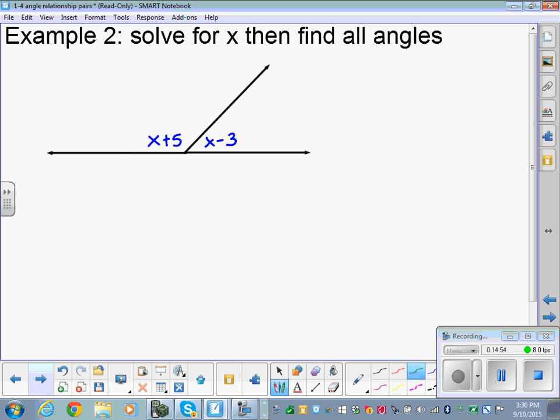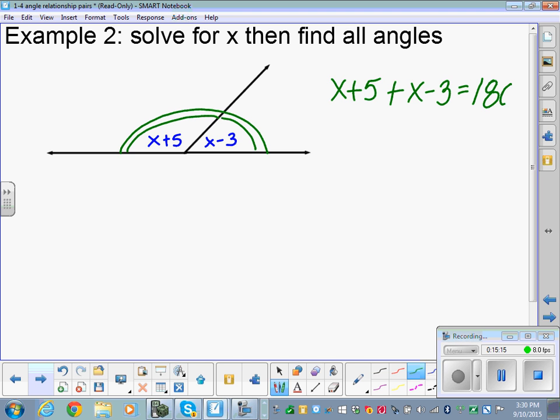So looking at this, guys, what angle relationship am I given? Well, first of all, I see that I have a straight line, so we know that the sum of this angle plus this angle would equal 180 degrees. So just write that down. Write down the true statement. X plus 5, that first angle, plus the second angle, which is x minus 3, will equal 180 degrees. A half a circle is equal to 180 degrees.